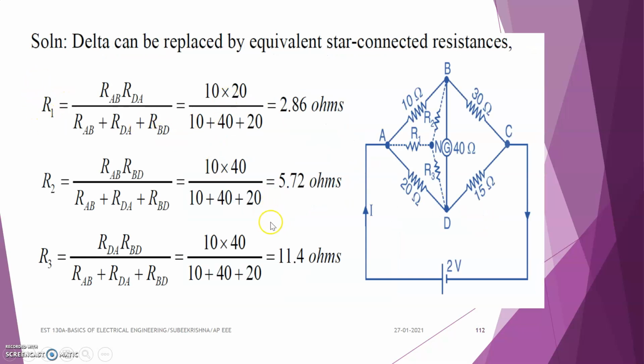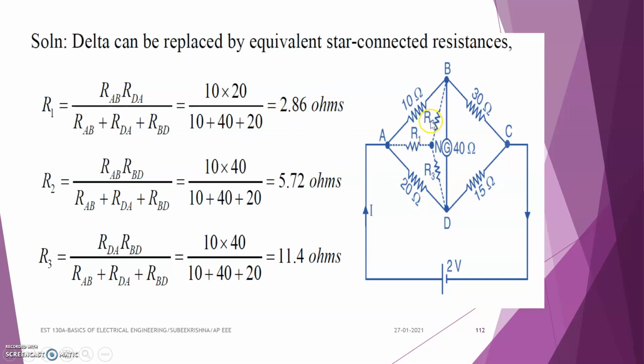RA is equal to 10 into 20 divided by the sum of the total resistance connected in this delta network, that is 10 plus 20 plus 40. So we get 2.86 ohms for RA.